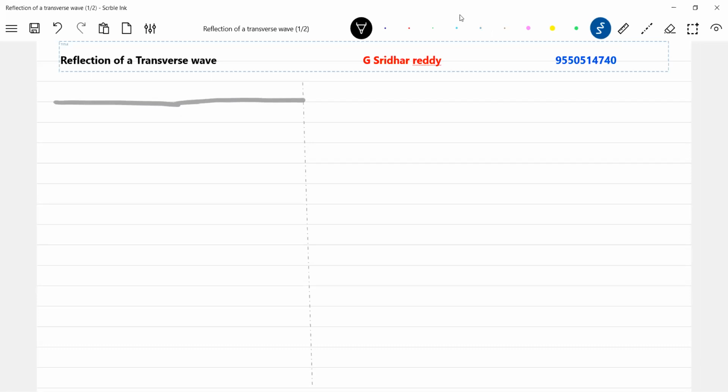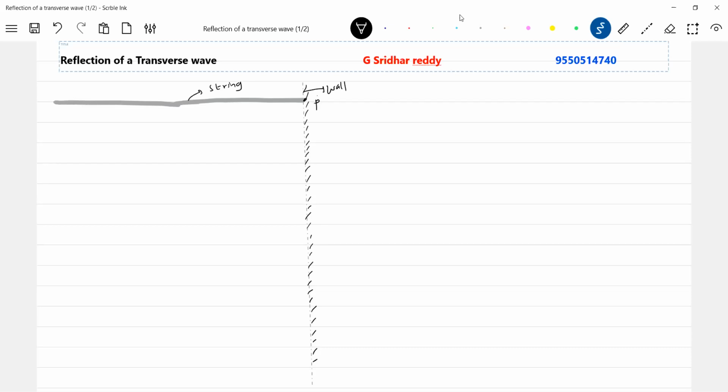What is this? There's a string itself. When there's no wave propagation, this is called a rigid end. This is like a wall. So what I do, I'll take a rope. One nail will be there, and the nail will be drilled in a wall. So this is like a wall.